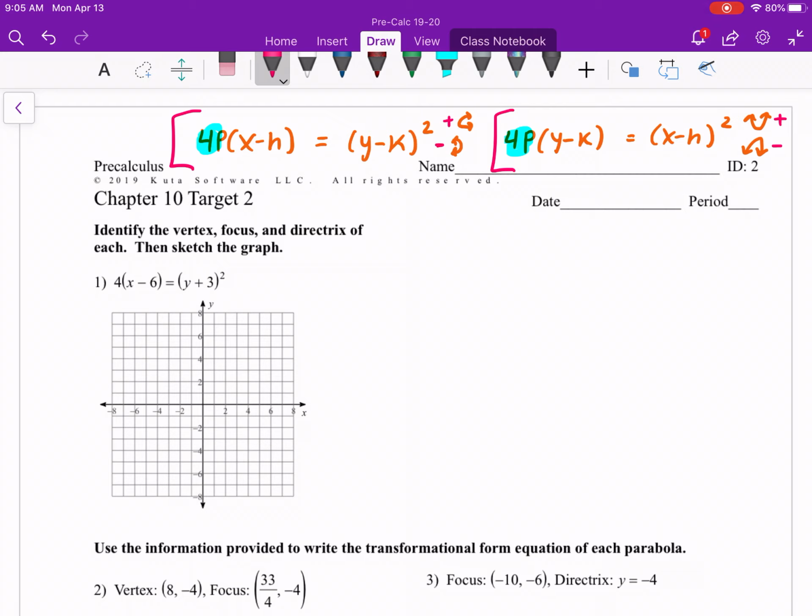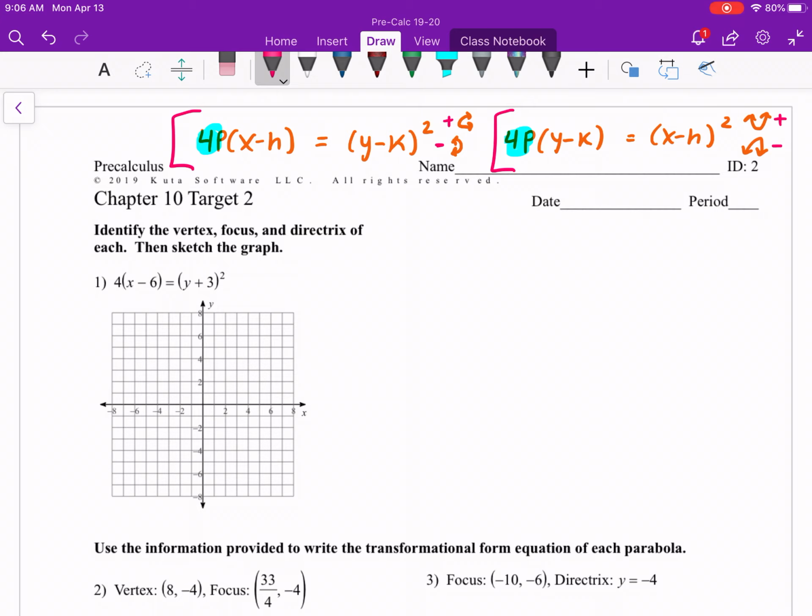And then, again, other ways to help you remember this generic formula: the H and the K are always going to be the center or the vertex, whatever type of shape we're looking at. The H is always going to go with X, and K is always going to go with Y. So yeah, let's get started.